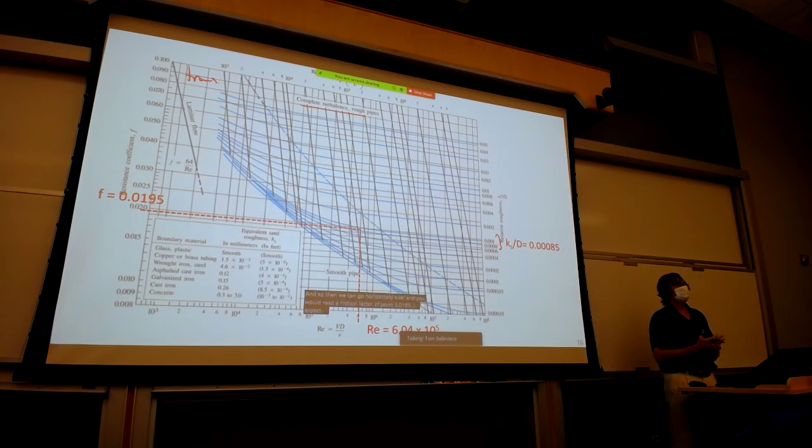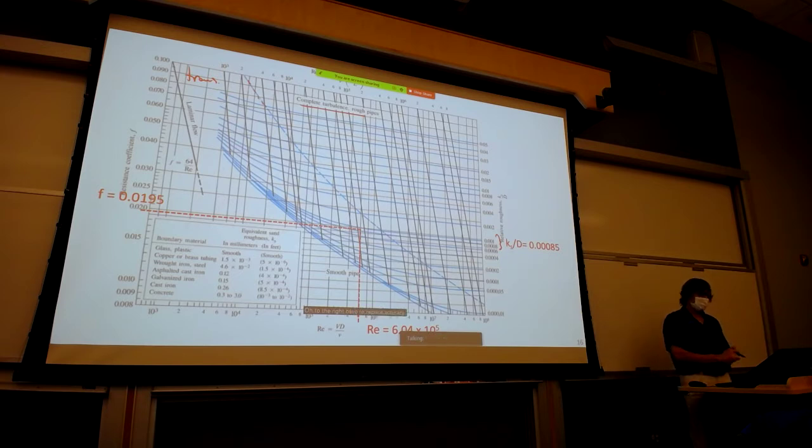I expect three-place accuracy on the friction factors, whether you read them or calculate them. I expect that. If it's 0.020, I want to see that 0 to the right of 2, three-place accuracy. Okay, so that's one way to get a friction factor.